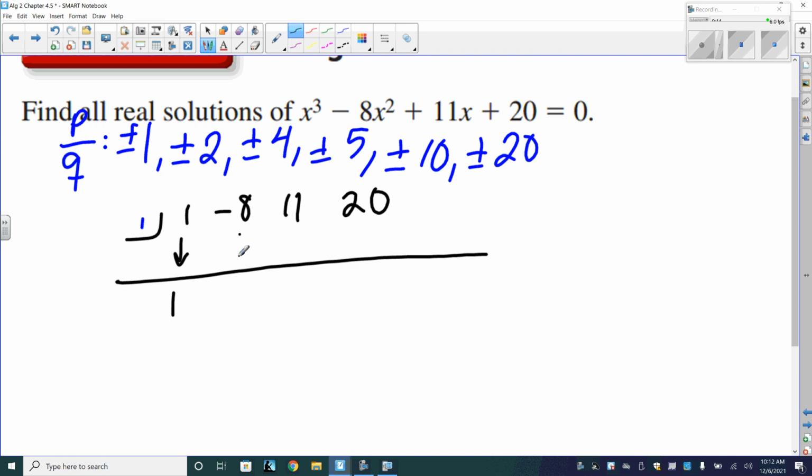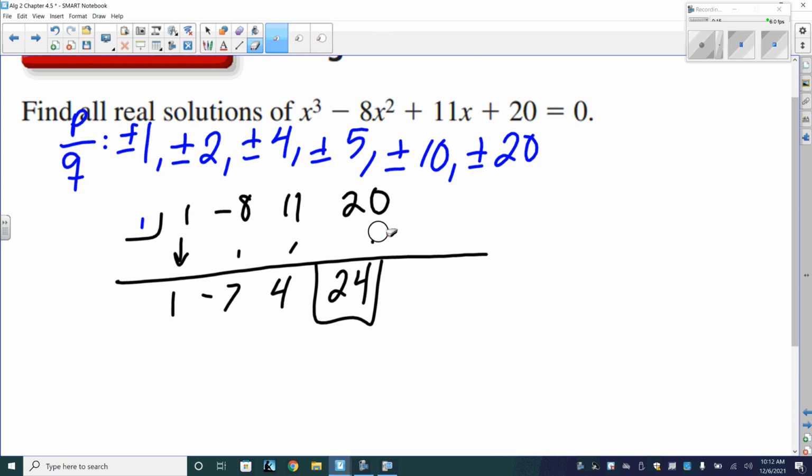Well, 1 times 1 is 1. Negative 8 plus 1 is negative 7. 1 times negative 7 is negative 7. 11 plus negative 7 is 4. 1 times 4 is 4. 20 plus 4 is 24. That's our remainder. So is 1 a solution? No. Okay, well. Take my eraser, erase all of that.